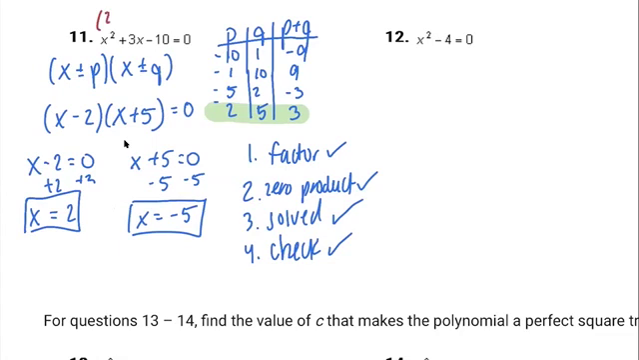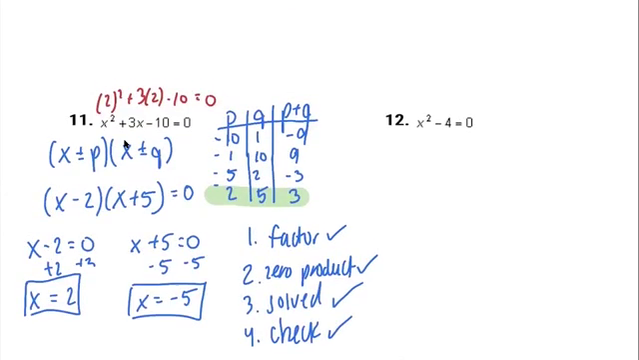So if I look at the first one, 2 squared plus 3 times 2 minus 10 should equal 0. So I've got 6 plus, oh, sorry, not 6. Bad math, Miss Judy. 4 plus 6 minus 10 equals 0. Well, 10 minus 10 definitely equals 0.